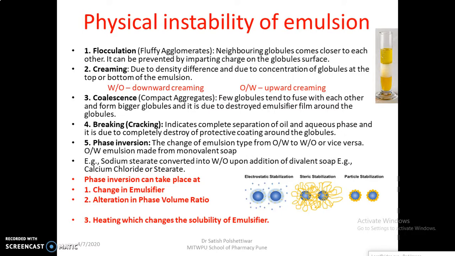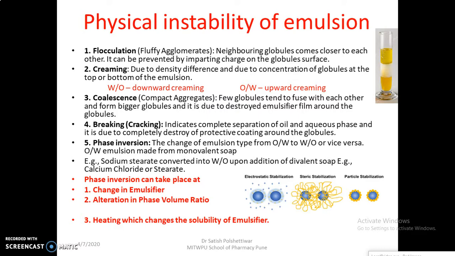Physical instability of emulsion is because of flocculation, creaming, coalescence, breaking, and phase inversion. What is flocculation? Fluffy agglomerates are going to form. Neighboring globules come close together because of low zeta potential. It can be prevented by imparting a charge on the globule surface. Just now we talked about it. Okay, so we can add some electrolytes in order to maintain that. Okay, we can add a proper surfactant, emulsifying agents.